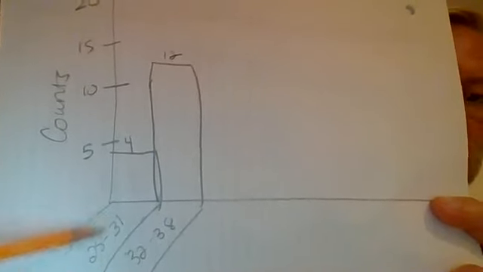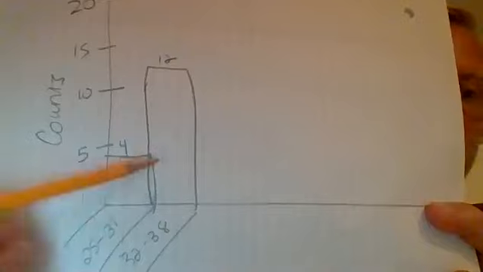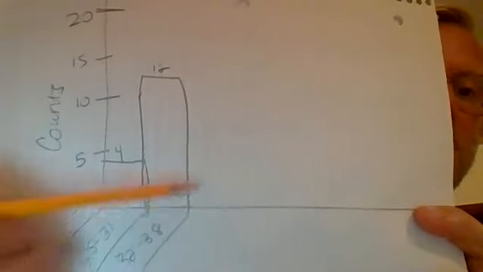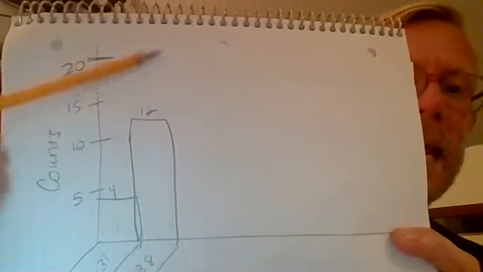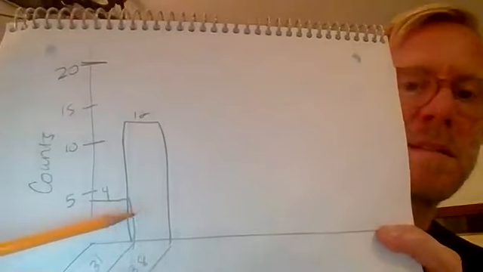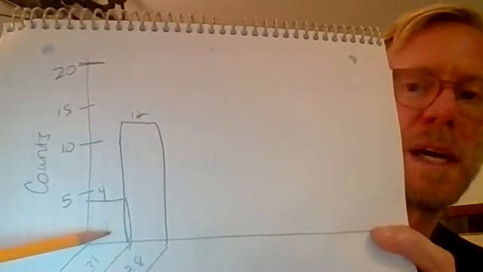So then I would just start to add little bars, like this. There were 4 people in this group, there were 12 people in the next group, and I would just keep adding bars. The height of the bar is going to correspond to the count. Does that make sense? That's just enough to let you get started.